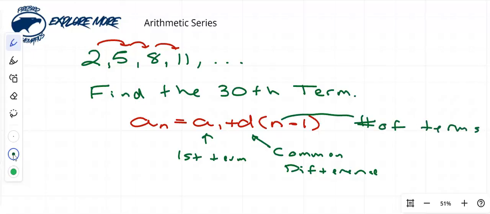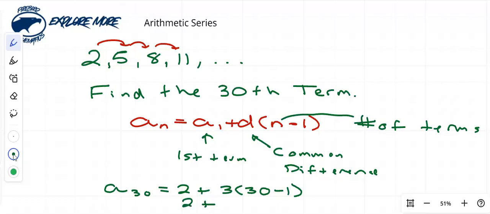Okay, so if I was going to find the 30th term, we would do a with the subscript 30. We use the first term, which is 2, plus the common difference, which is 3. We're adding 3 each time, and we're trying to find the 30th term, so we would do 30 minus 1. We could throw this into Desmos and calculate this. So this would be 2 plus 3 times 29, which would be 87. 2 plus 87 would be 89, and so we'd find out that the 30th term in this sequence is 89.